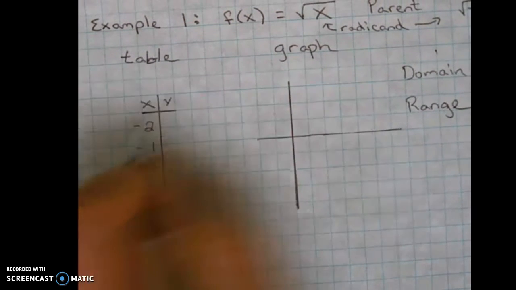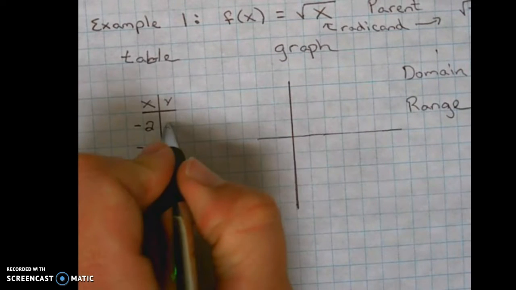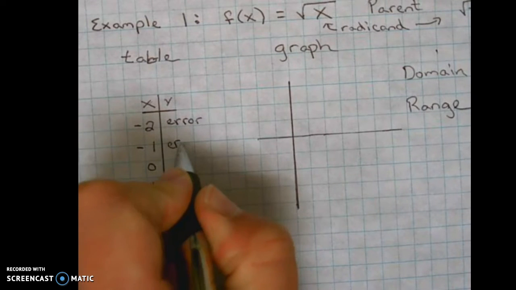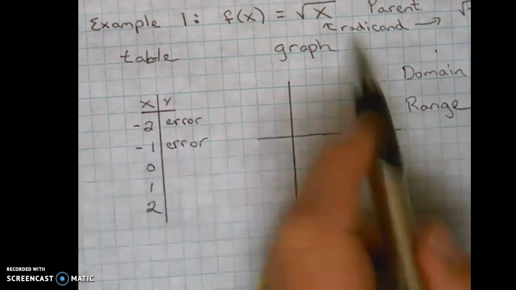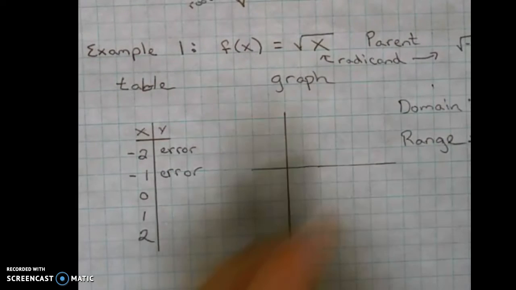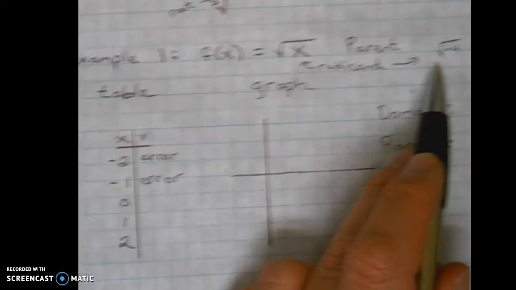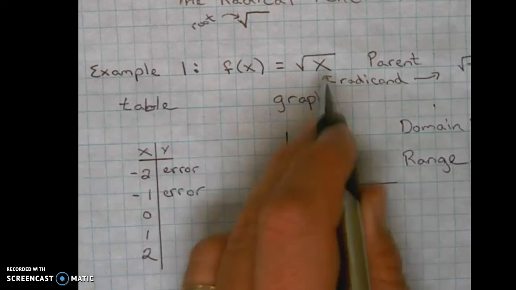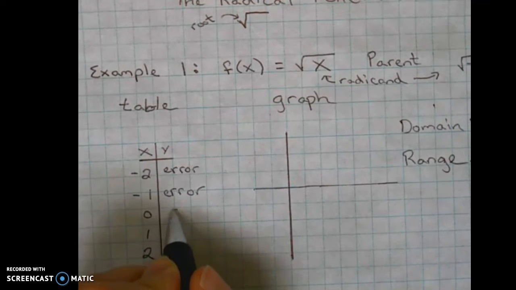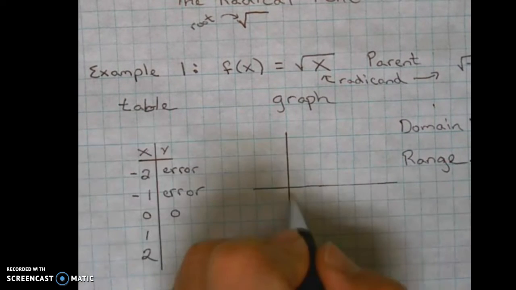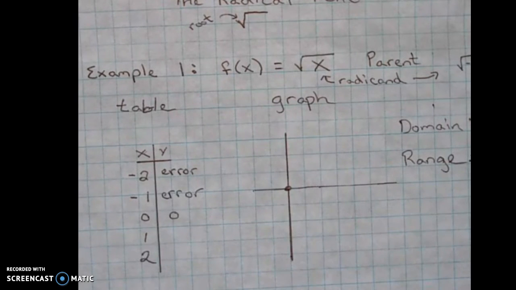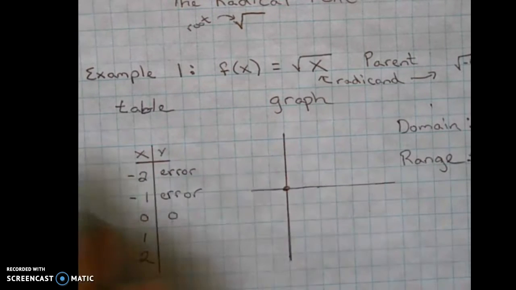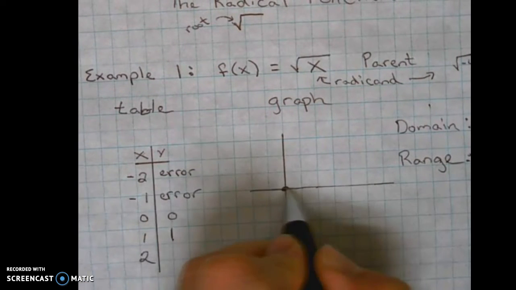So in this case, if we plug in negative numbers, our calculator is going to give us an error because the answer again is going to be non-real. So let's go to 0. If we plug 0 in, the square root of 0 is 0 because 0 times 0 is 0. So let's plot that first point. Plugging 1 in, the square root of 1 is 1. So 1, 1.